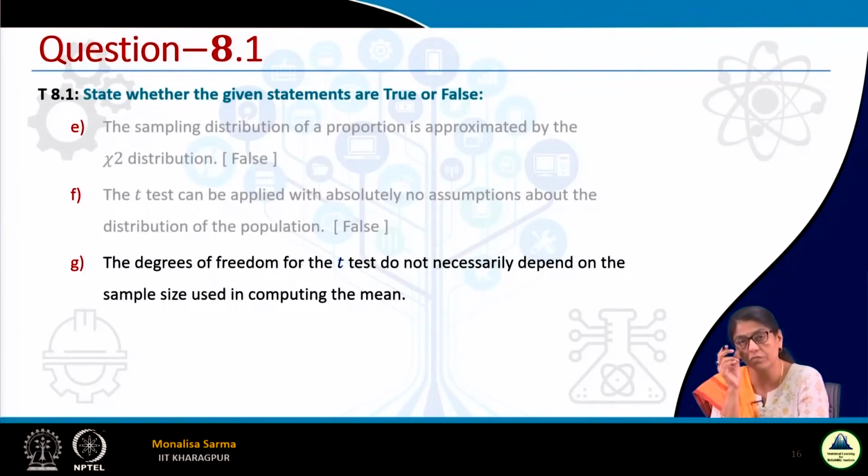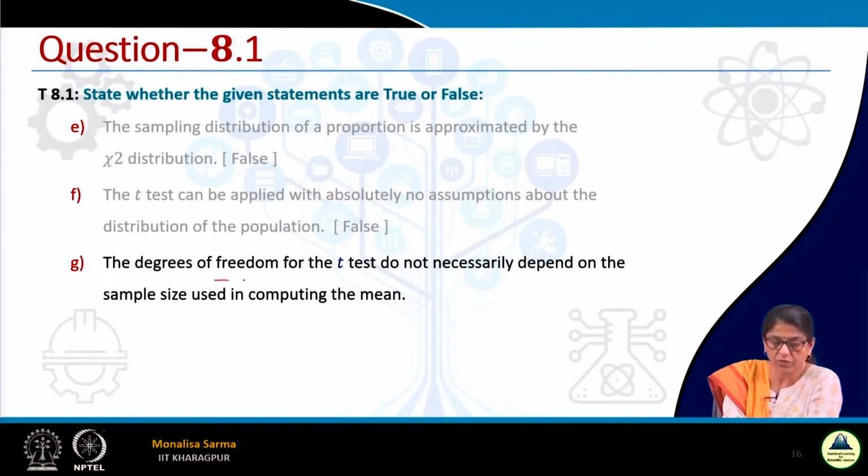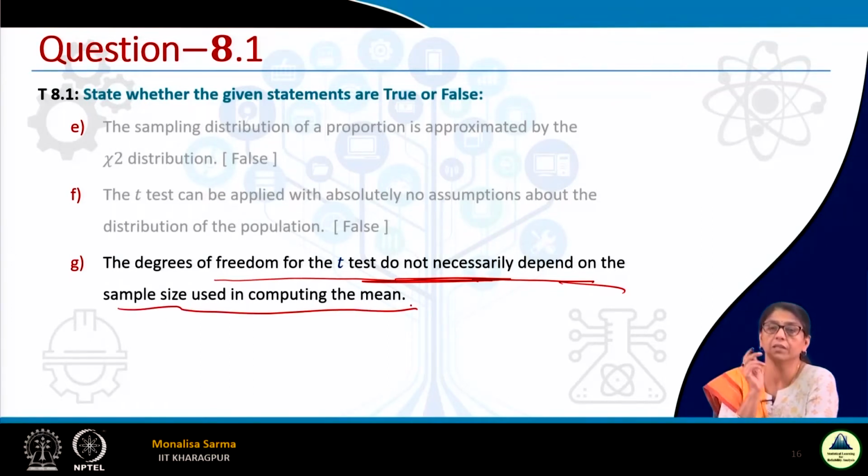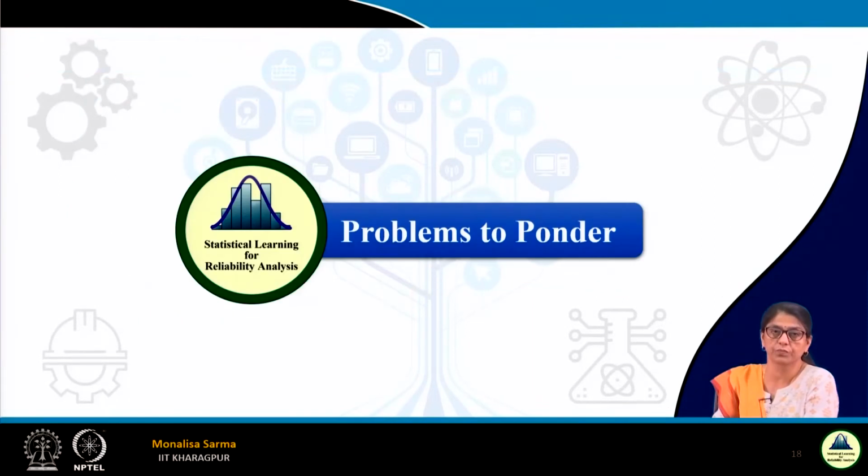In this sort of situation, where it is really not feasible to find the variance of the whole sample, this process is also taken up. So the degrees of freedom for a t-test do not necessarily depend on the sample size used in computing the mean. Yes, it is very true. It depends on the sample size used for computing the variance. So this statement is true.